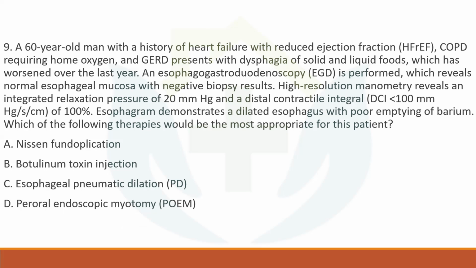Esophagogastroduodenoscopy is performed, which reveals a normal esophageal mucosa with negative biopsy results. High resolution manometry reveals an integrated relaxation pressure of 20 mm of Hg and distal contractile integral, DCI, it is less than 100. Esophagogram demonstrates a distal esophagus with poor emptying of barium. Which of the following therapies would be most appropriate for this patient? Nissen fundoplication, botulinum toxin injection, esophageal pneumatic dilatation, or per oral endoscopic myotomy.